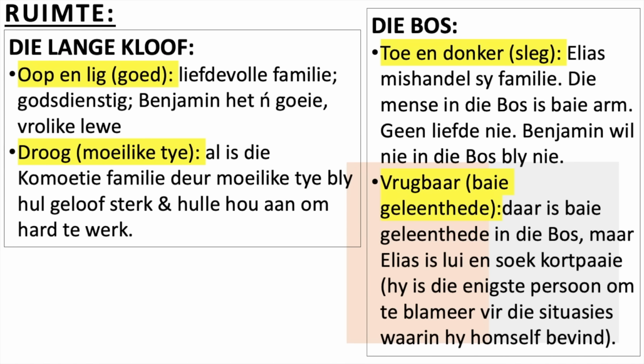But then it's very vrugbaar. Like, it's very fertile, which means you have a lot of opportunities. Yet, Elias never used any of those opportunities. So daar is baie geleenthede in die bos, maar Elias is lyn so kort baie. Hy is die enigste persoon om te blameer vir die situasies waarin hy homself bevind. So it just says although there are so many opportunities in the bush, the ground is so fertile, Elias is lazy and he's looking for shortcuts. And this also means that he's the only person to blame for the situations that he gets into.